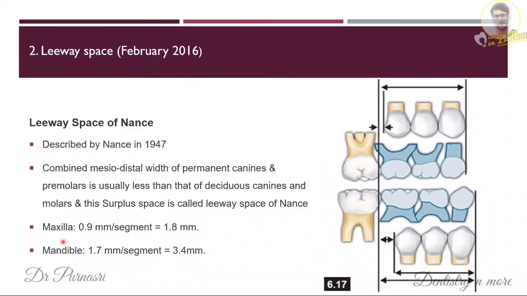So this is around 0.9 mm per segment in maxilla. So both the arches together it is 1.8 mm, and in the mandible it is 1.7 mm per segment. So it comes up to 3.4 mm in the mandibular arch. So this space is utilized to correct the flush terminal plane to a class 1 molar relationship.